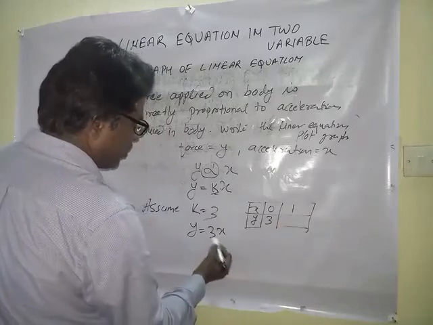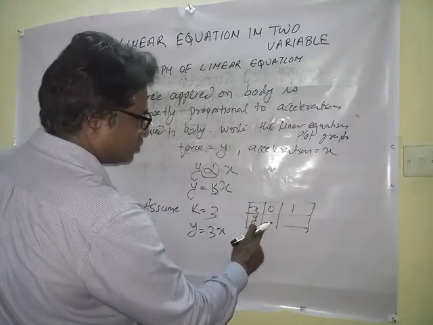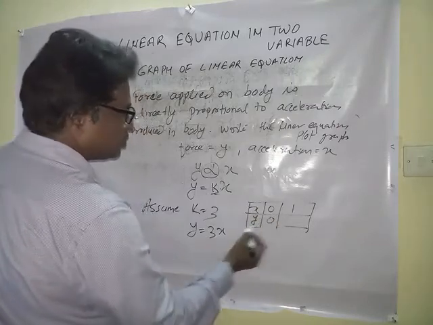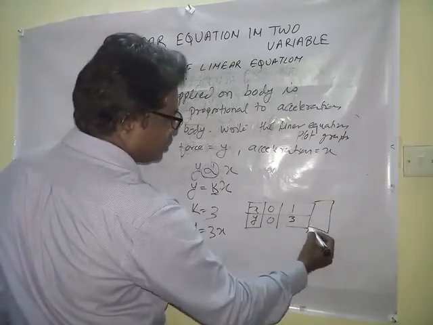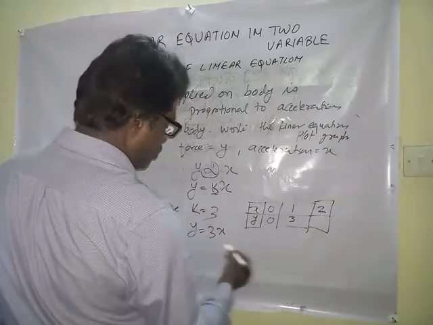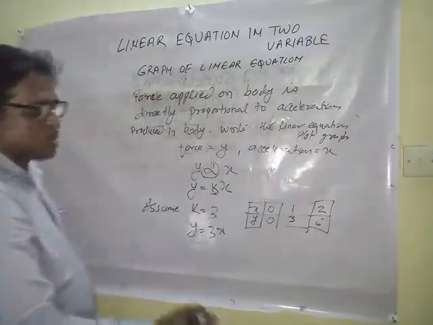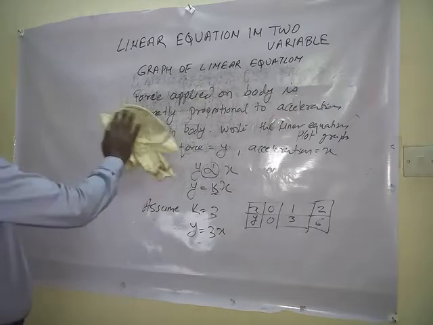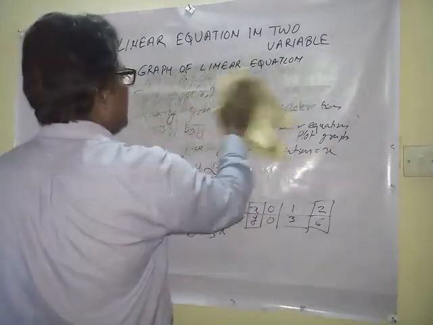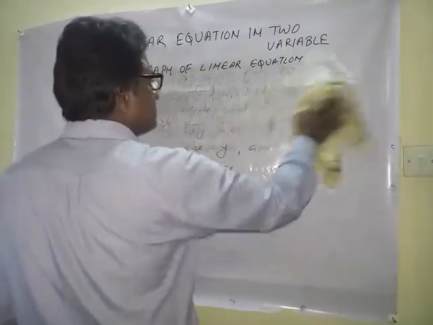If x is equal to 0, then y is equal to 0. If x is equal to 1, then y is equal to 3. With these two, you can find another also. If x is equal to 2, then y is equal to 6. With these 3 points, you can draw the graph on a graph paper. So that is how drawing a graph can give you a different kind of a thing.